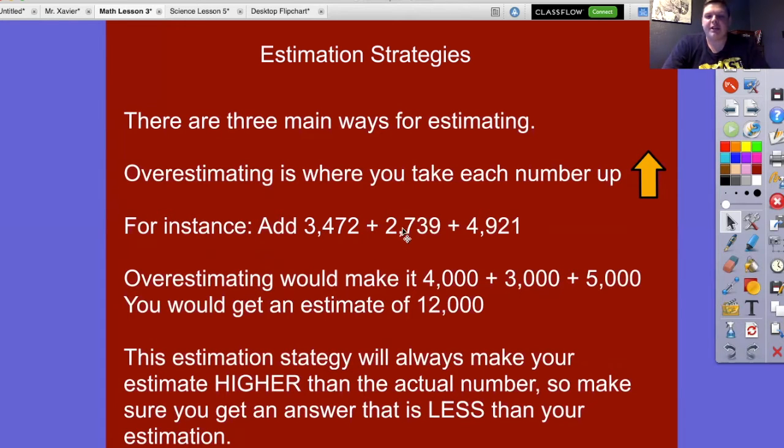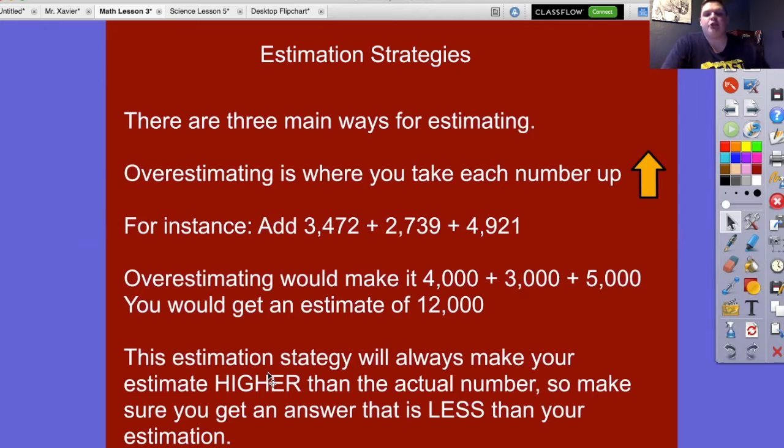2 would turn into 3, 0, 0, 0. 4 would turn into 5, 0, 0, 0. So overestimating would make it 4,000 plus 3,000 plus 5,000. I can do those in my head. That's 12,000 is your estimate. So the estimate's going to give you an answer kind of close, and it's a really good strategy to use before you do the question to make sure you're getting a close answer.